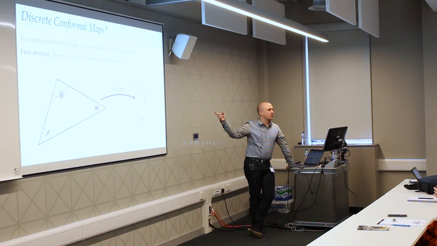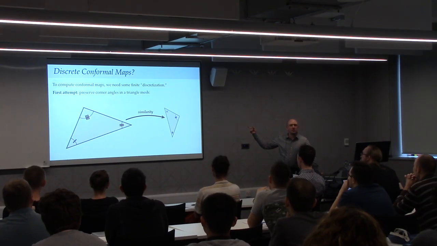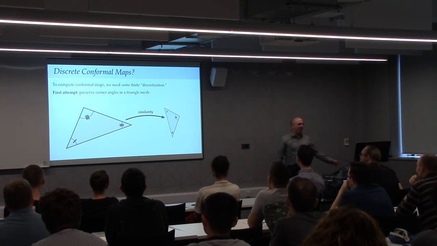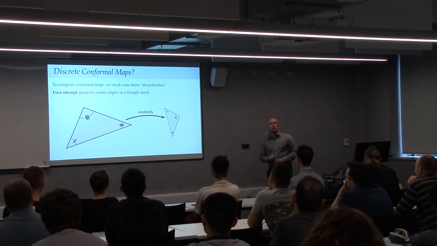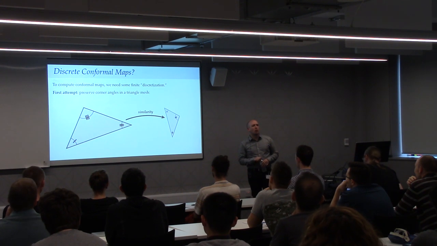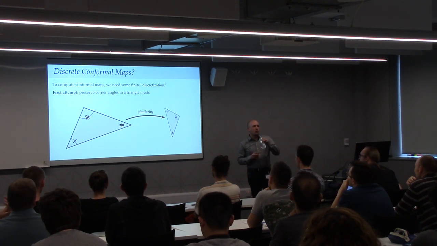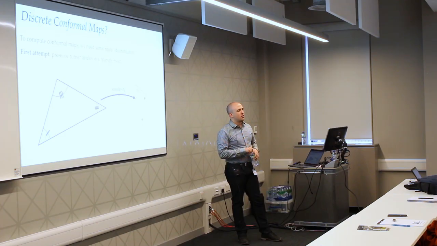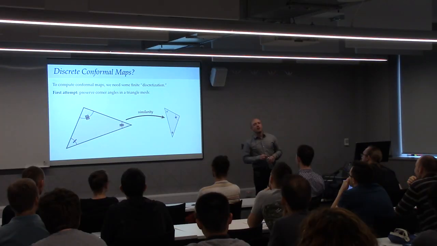Does anybody see a problem with this already? Just out of curiosity? Anybody see why simply saying conformal on a triangle mesh means I preserve the angles of the corners might go wrong? What can go wrong here? It's too strong. It's too strong? Just unfolding. Okay. But what goes wrong? I agree with you.